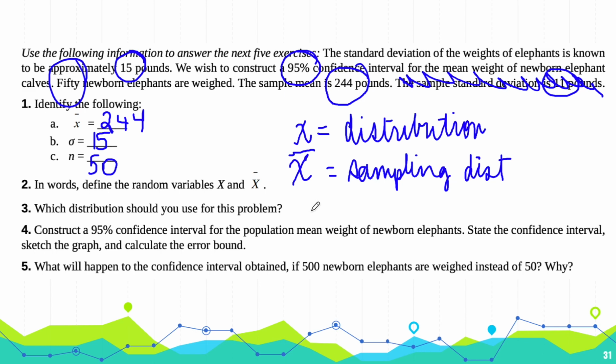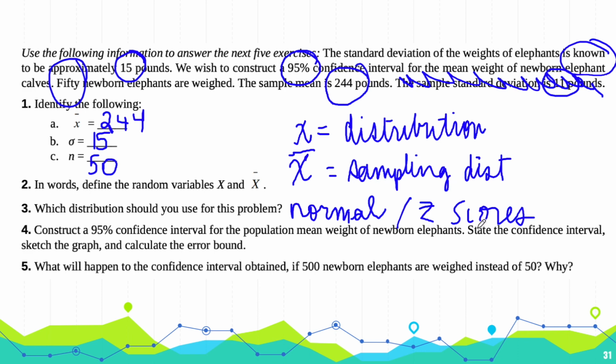So the problem's asking us, which distribution should we use for this problem? The normal distribution. Why? We're going to use z-scores, and z-scores are associated with the normal distribution. We're using z-scores because we know the population standard deviation. So I'm going to say that we're going to use the normal distribution that uses z-scores to answer our error-bound calculation questions.